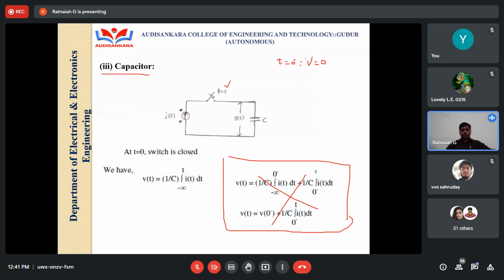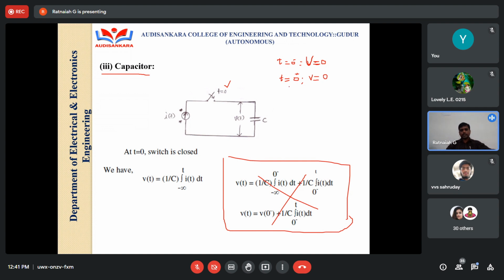At t equal to 0, the capacitor voltage is 0 because initially the switch is open. Now, when you close the switch at t equal to 0 plus, that means immediately after closing the switch, what is the capacitor voltage? Again, the capacitor voltage cannot change instantaneously. Therefore, it cannot allow such sudden changes in the voltage. So obviously, the capacitor voltage is 0.